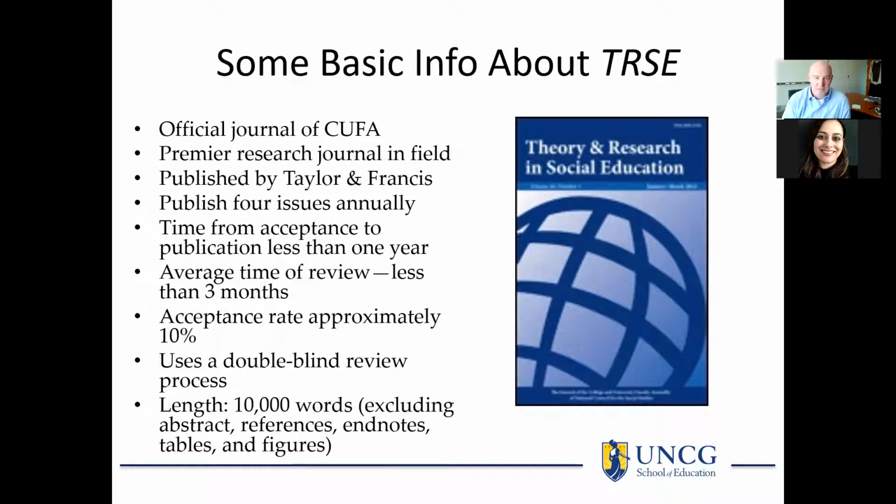And we use a blind review process, which we'll talk more about in a second. And one of the things that authors, I think, really like about TRSE is we give them room to work. A lot of journals will say that you have to get your point across in 5,000 words, including references, and that's really hard to do. We allow authors to have 10,000 words, and that does not count the abstract, the references, any endnotes or tables or figures. So especially for those of you who do qualitative research, you know that it takes a lot of space sometimes, a lot of words to get your point across and show your data. So TRSE is a great venue for those of you who want to have space to really flesh out an idea.